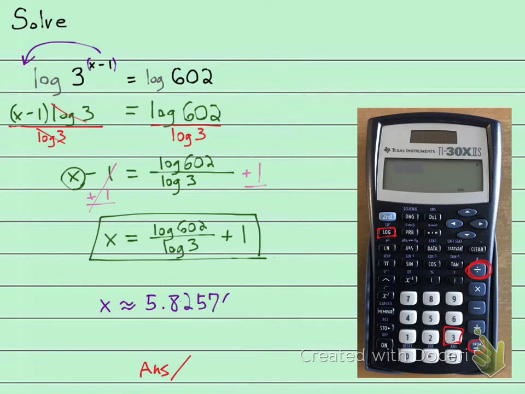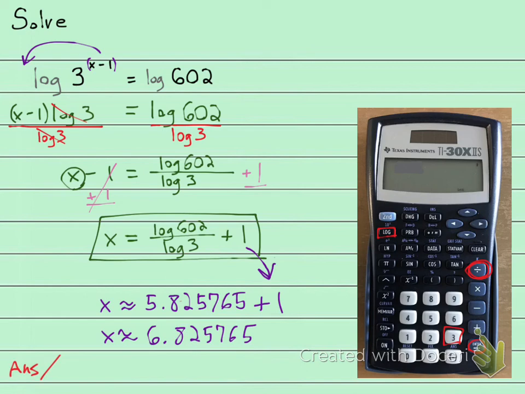So x is approximately 5.825765. All right, drop down the +1, and then x is approximately 6.825765. Okay, I don't think they're going to want all of those decimals, so I look at the problem.